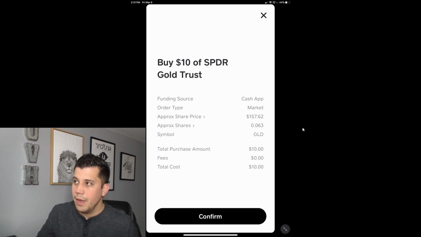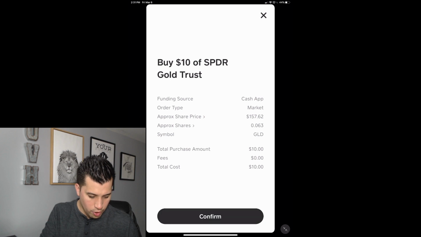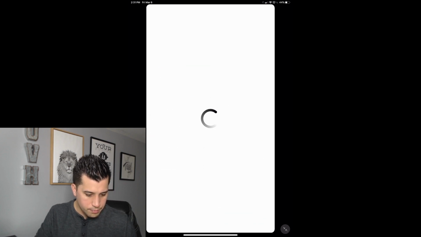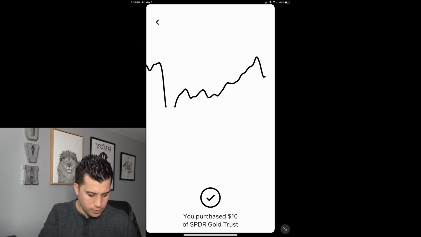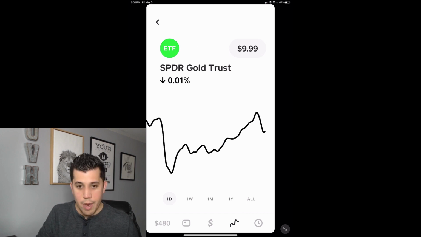So it's kind of a lot like buying crypto. You're going to get a fraction of one share instead of the whole share. So I'm just going to hit confirm. Okay, so I just purchased $10 worth of gold. It's coming down a little bit.